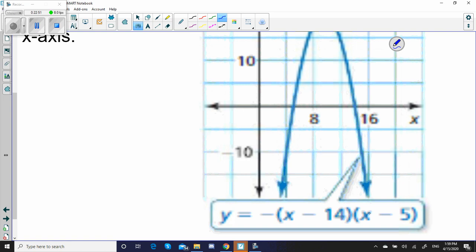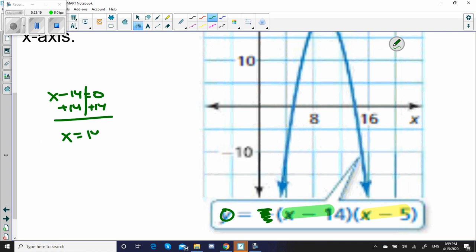But we can tell because of these two expressions that they give us in the equation. Now remember, you only set things equal to 0 that have an x in them. And we change this y to 0 so we can figure out what the solutions are. I don't worry about this up here because it doesn't have an x, so it's like it's not even there for me. All right, so x minus 14 equals 0. So if I add 14 to both sides of that equation, my first solution is 14. So that's going to be this one right here.